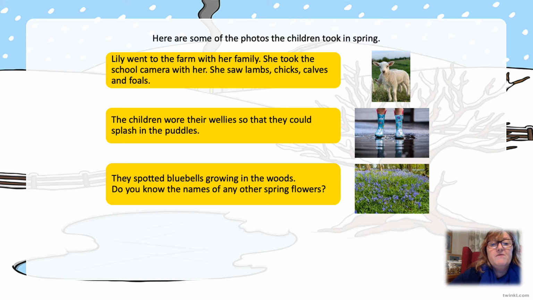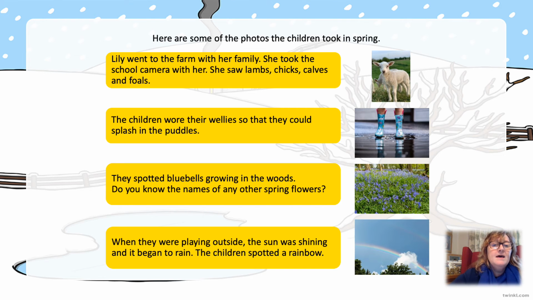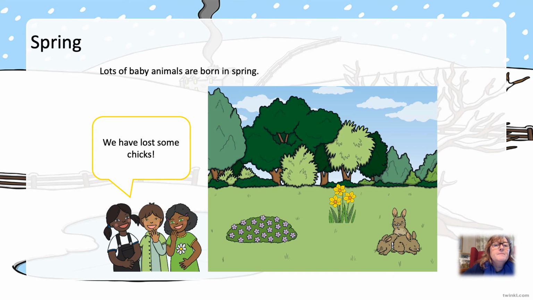Do you know the name of any spring flowers? Can you think of any? Yes, daffodils, tulips, crocuses. Well done. When they were playing outside, the sun was shining and it began to rain. The children spotted a rainbow. In spring, lots of baby animals are born.